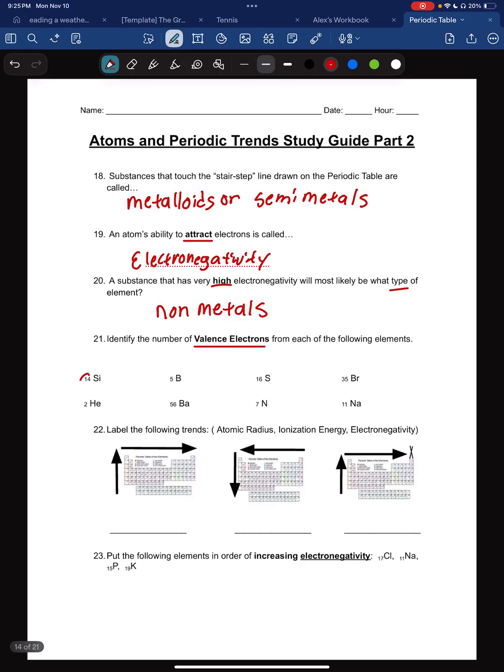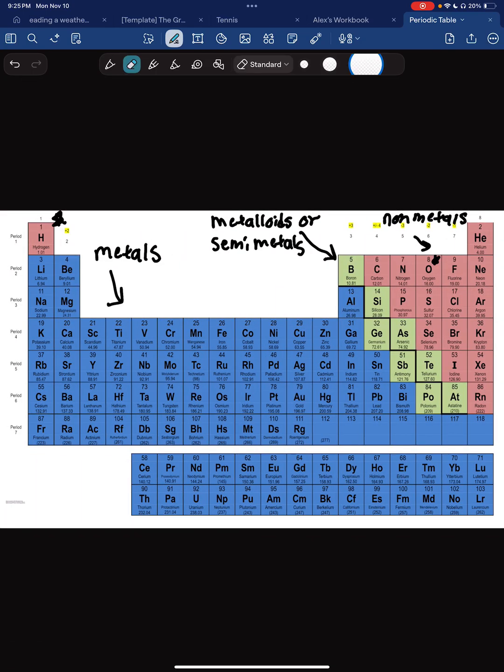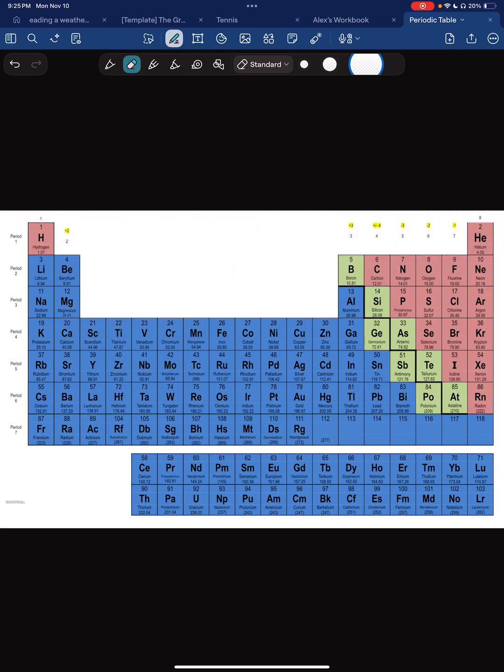All right, so you see this number here, it says 14. That is your atomic number. Okay, so we're looking for element number 14. So, element number 14, let me erase this. Element number 14 is this right here. Okay, so element number 14 is silicon.